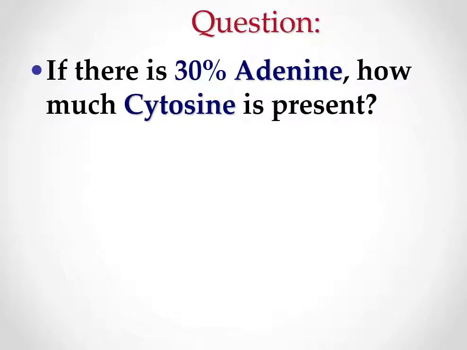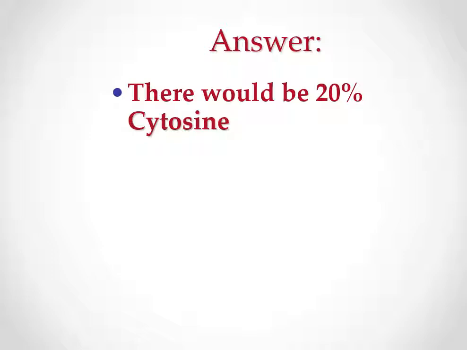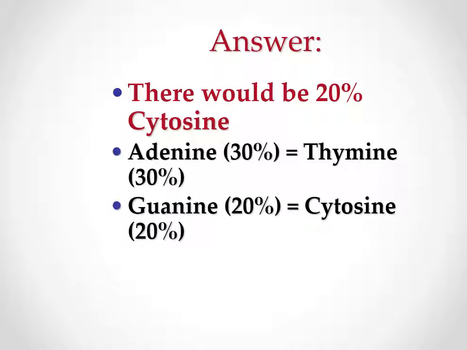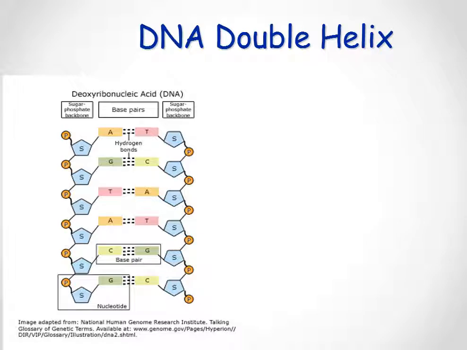Here's a quick little question for you. If there's 30% adenine, how much cytosine is present? The answer is 20% cytosine. Adenine is 30%, and A matches with T, so there's 30% thymine. Guanine is 20%, so there must be 20% cytosine. Therefore, 60% is A's and T's, and 40% is G's and C's.